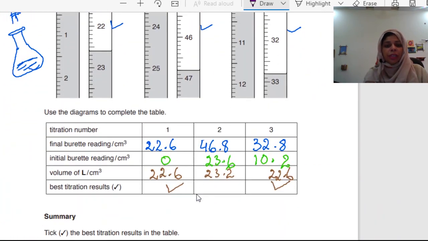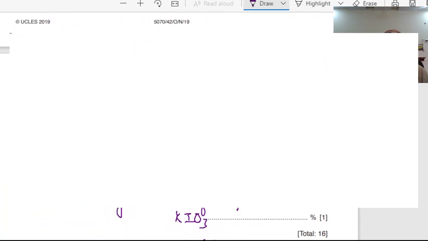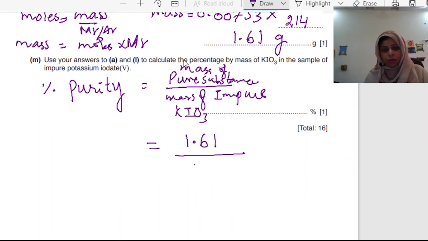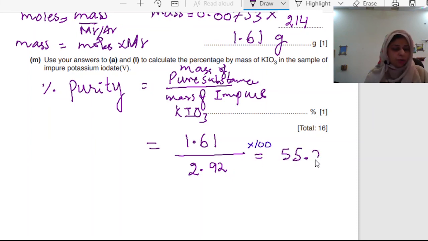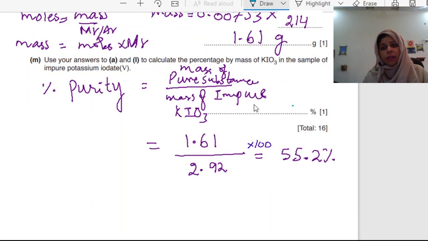2.92. So in A we have the impure mass, and we have calculated the pure amount which reacted in the equation. So 1.61 divided by 2.92, and the answer is 55.2%. This is the end part of the question, where we have calculated 55.2% of pure substance of potassium iodate, KIO3.